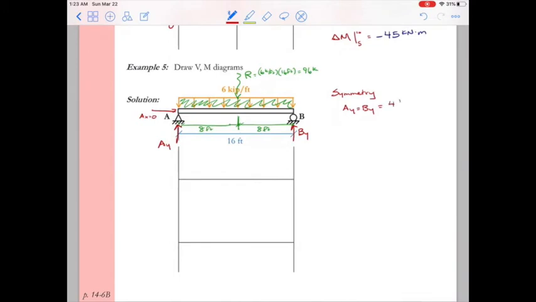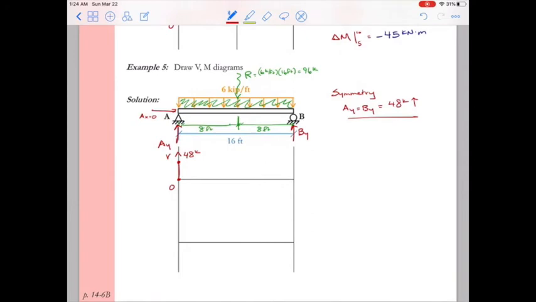If you needed to, you're welcome to sum moments about point A to solve for BY. You'll get that BY has to be 48 kips, and then summing forces in the Y would show AY is 48 kips as well. All right, so let's plot V. We start at 0. We jump up a value of 48. So we start at 0. AY causes a shift up to 48.